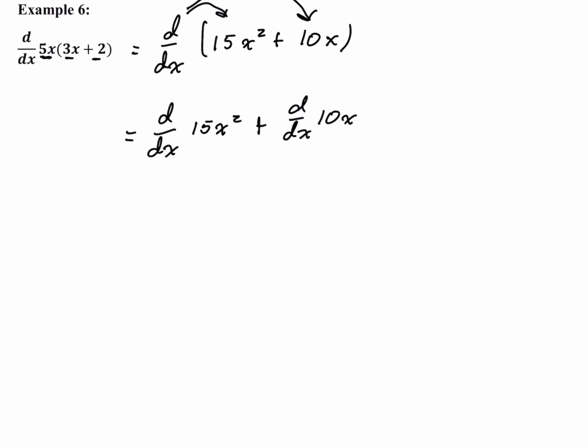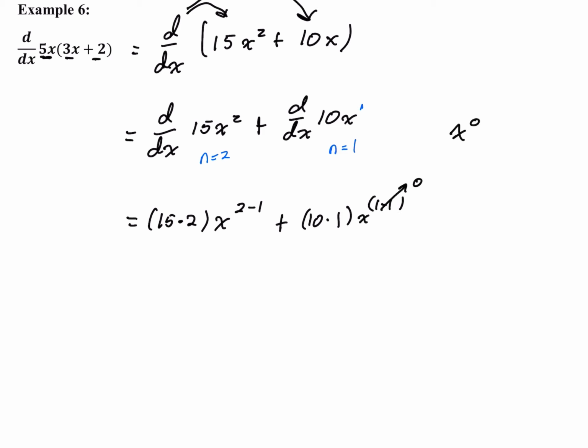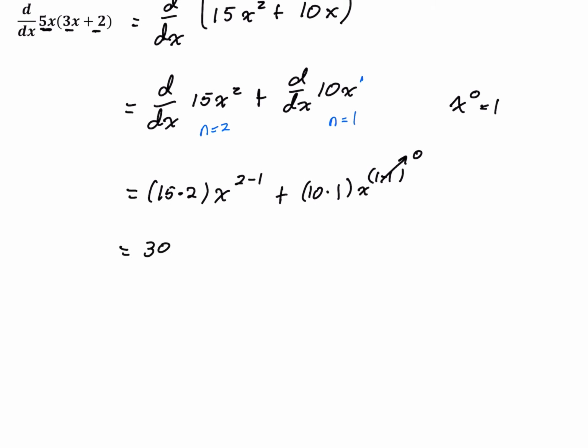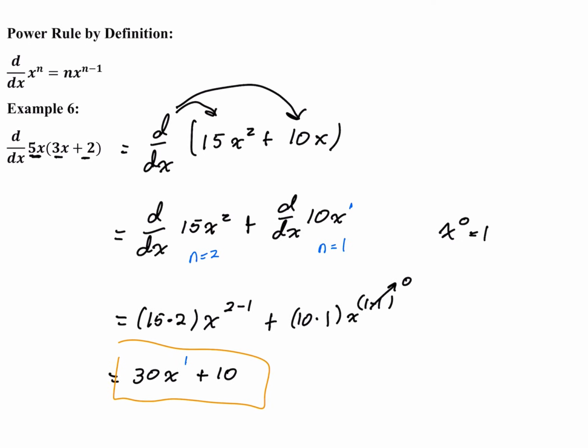All right, now let's take our derivatives. So n equals 2 here, and n equals 1 because there's an imaginary 1 there. So this is going to equal 15 times 2, x to the 2 minus 1, plus 10 times 1 times x to the 1 minus 1. And we know 1 minus 1 is 0. And when you do x to the 0, that just equals 1. Let's rewrite this a little bit more. So we have 30x, there's an imaginary 1, plus 10, and that's your derivative using the power rule.